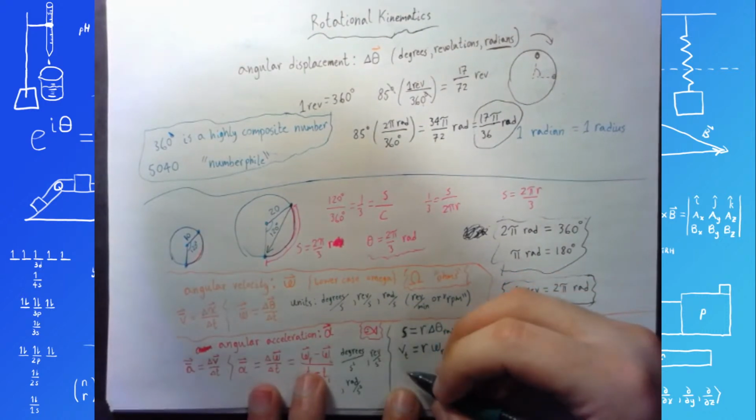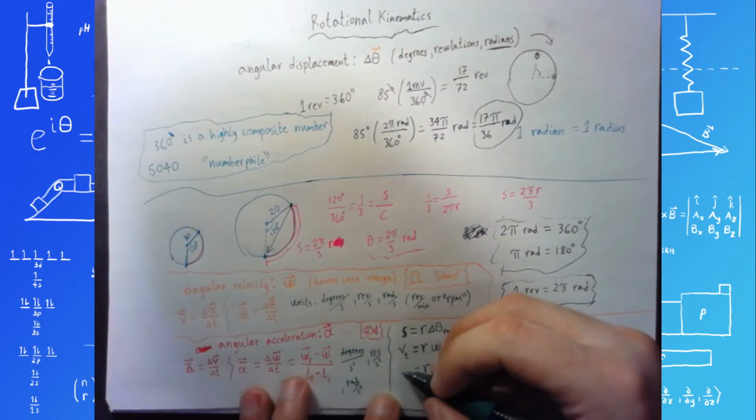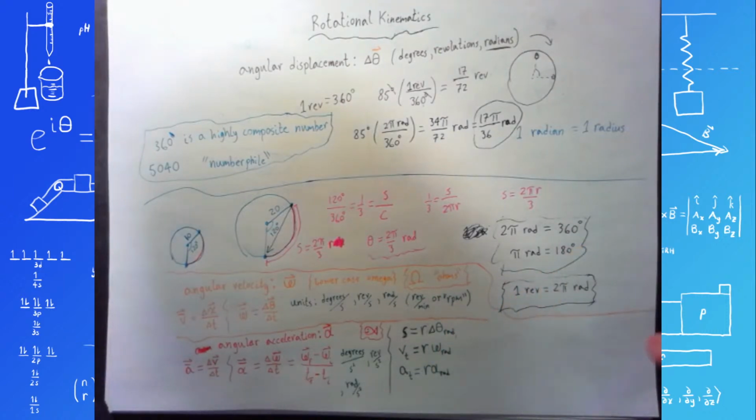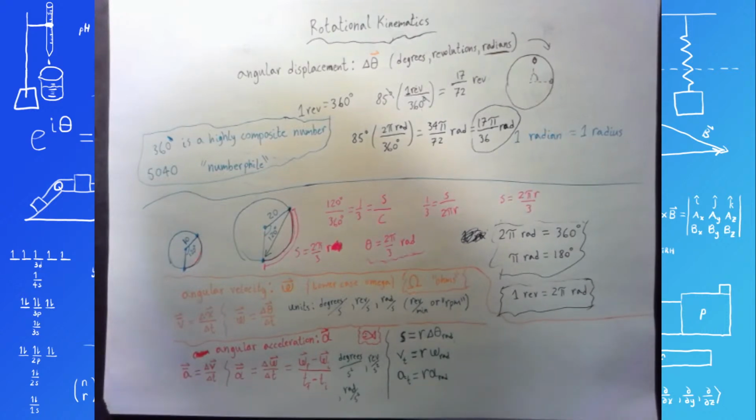So if you have your angular acceleration in radians per second squared, then you will get your tangential acceleration in meters per second squared, or whatever units of radius you actually put in here. So if your radius is in centimeters, for example, and you multiply by radians per second squared, then you get centimeters. So you don't want to think of radians as being a unit per se.